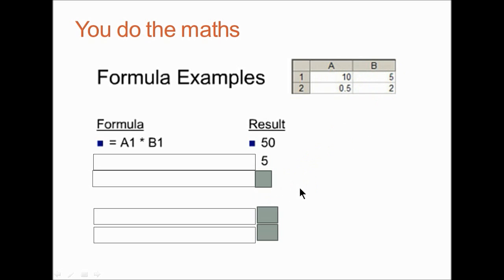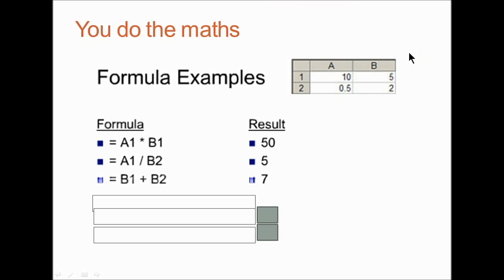How about 5? A1 divided by A2 will give us 5. So 10 divided by 2 will give us 5. What about 7? How do we get 7? What formula is required to give us 7? Equals B1, which is 5, plus B2 gives us 7.